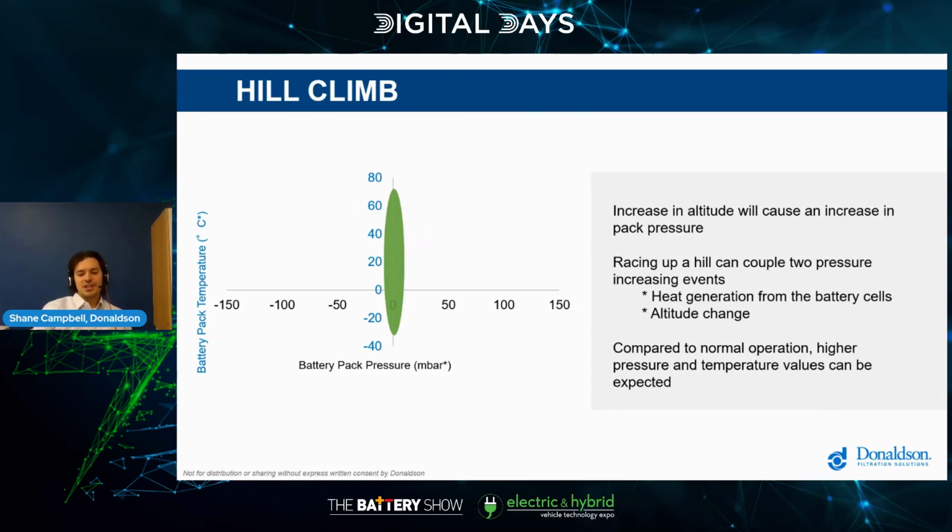Next day of your vacation, you're well rested, and you want to see how fast you can climb up a mountain road. So what you do is you start at the bottom, you step on the accelerator and try to race to the top of the mountain as fast as possible. Well, there's two things going on during this hill climb event. One is there's a lot of heat generated from those battery cells from working the vehicle that hard. And second, there's going to be a change in altitude. Well, both of these factors, one from the temperature and two from the altitude change, are going to increase your pack pressure.